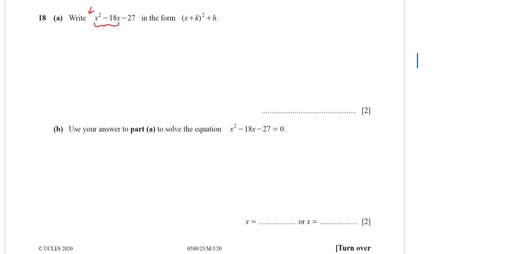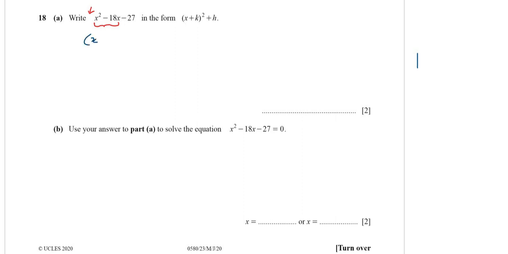If it is 1, yes, we can start doing. If it is other than 1, you have to change it into 1. You can take that term outside, remaining you can put it in bracket, and you can start doing. Okay, here no problem. Here the x square coefficient is 1, so we can start doing. This is the easiest method.